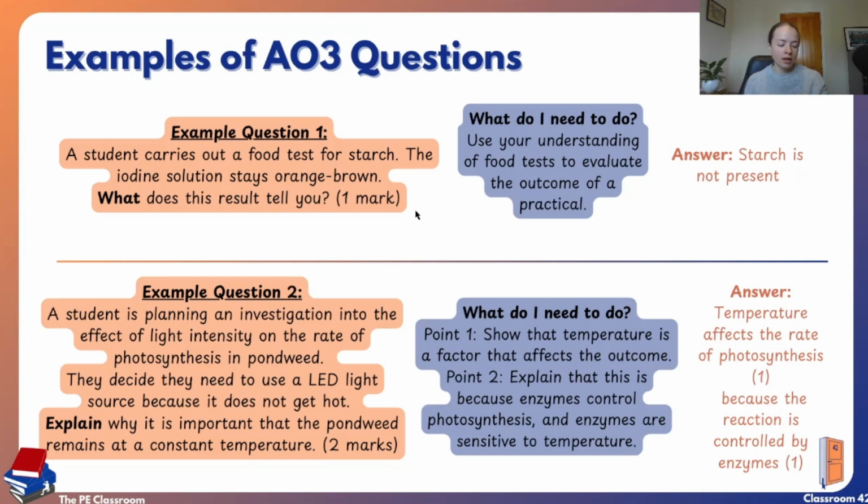Question 2. A student is planning an investigation into the effect of light intensity on the rate of photosynthesis in pondweed. They decide they need to use an LED light source because it does not get hot.